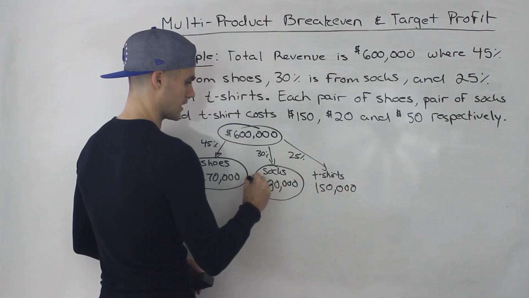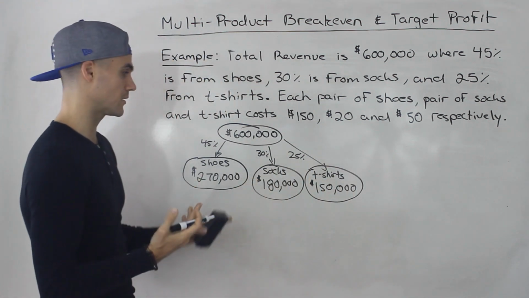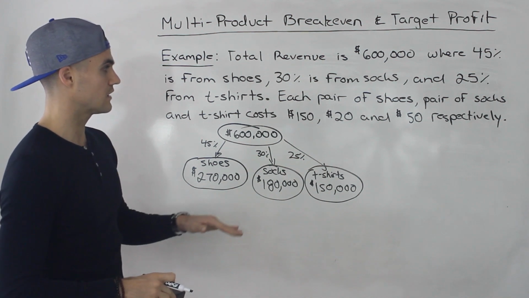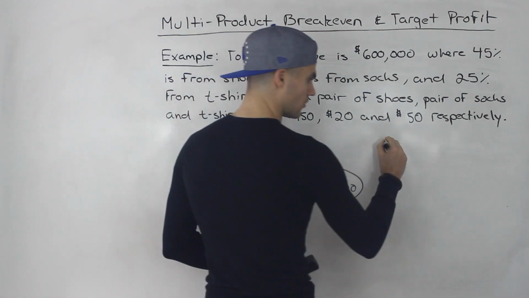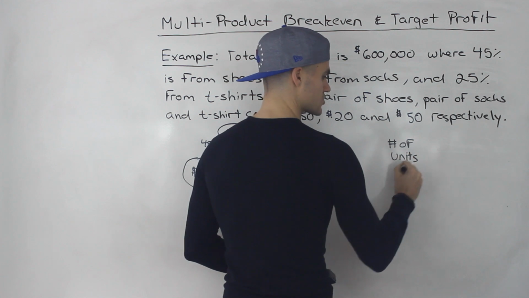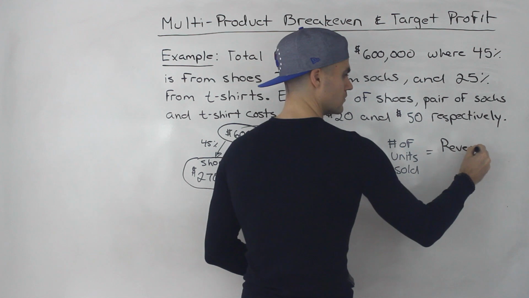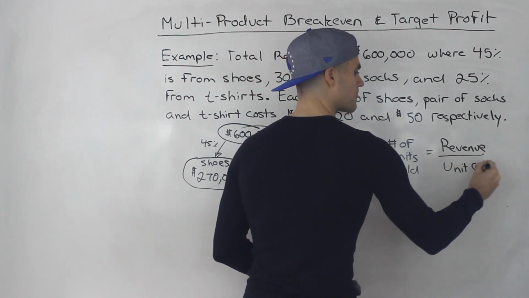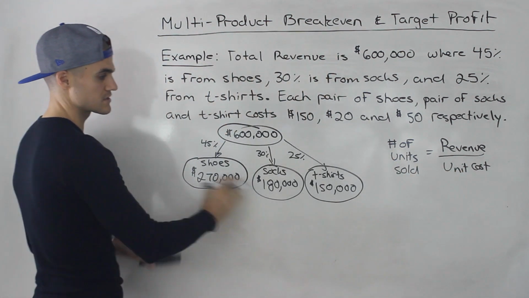Remember, these are still in dollars here, right? We're still working with revenue. We just now split up the revenue for each of the products. And notice that we're given the unit cost per product as well. And just in general, if we want to get the number of units sold, we take the total revenue and divide it by the unit cost. Right? That's just the general formula to get the number of units sold. So notice we could do that for each of these products.